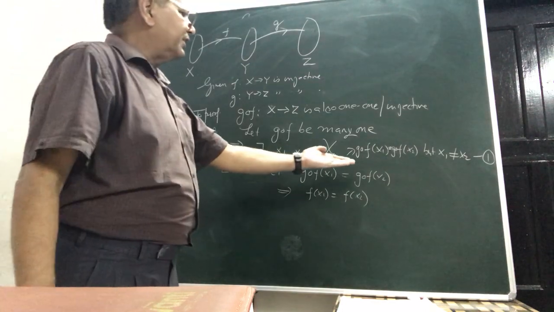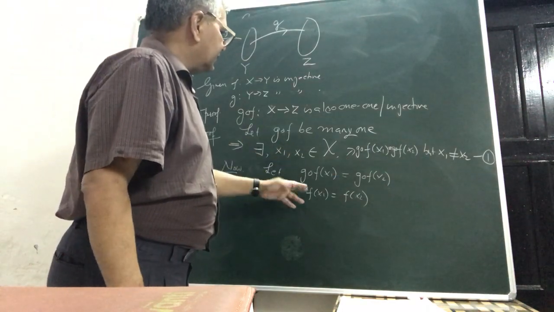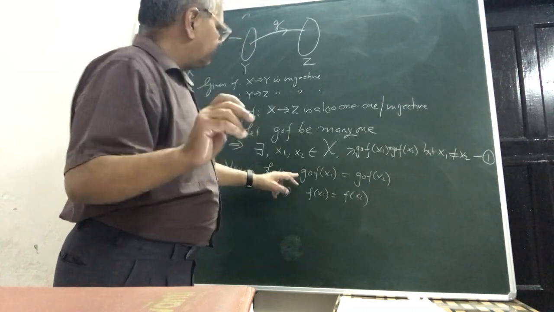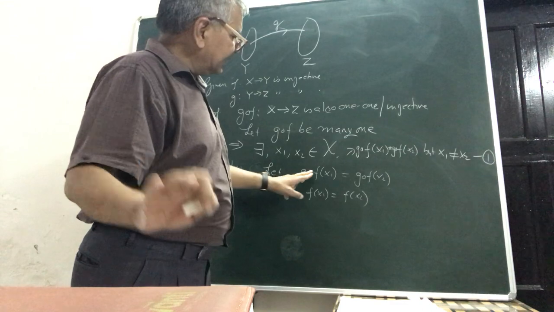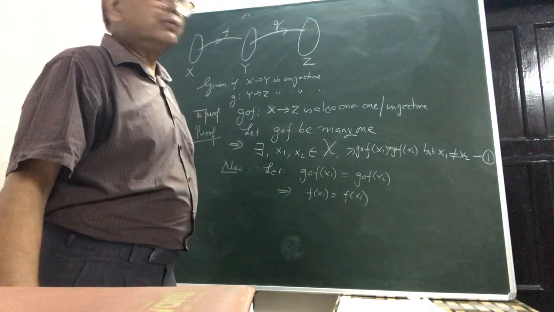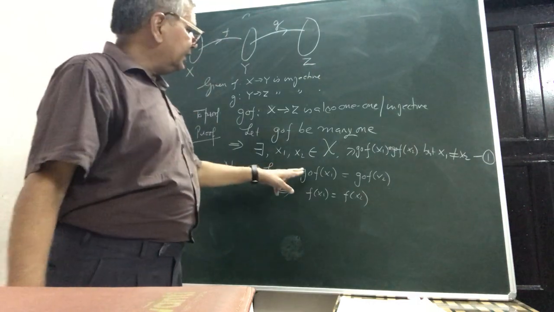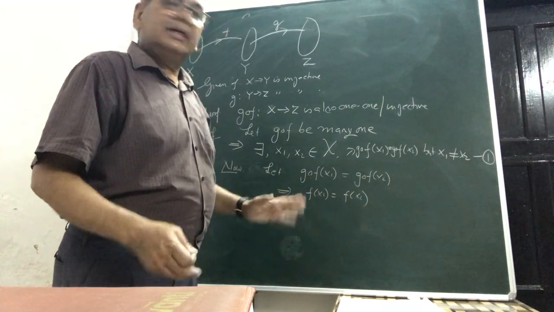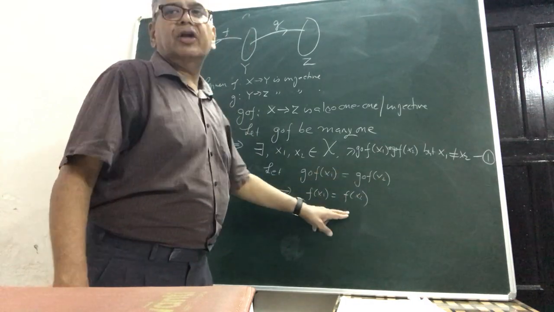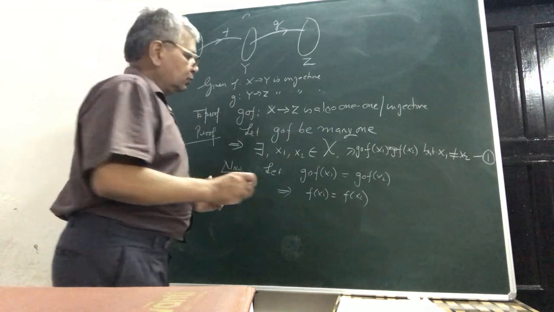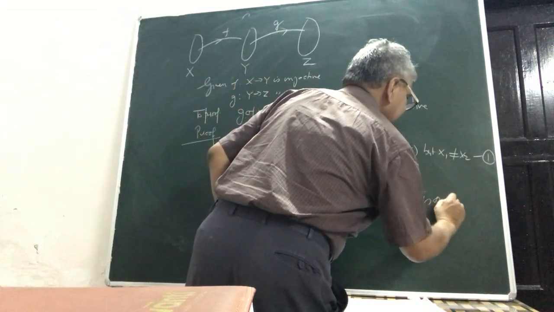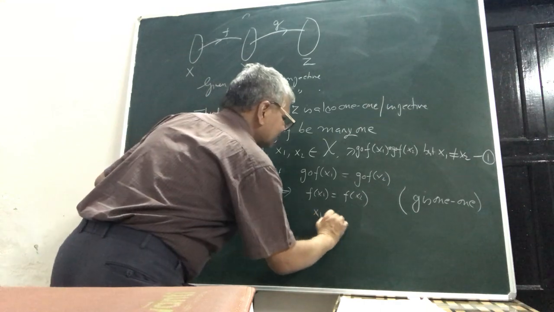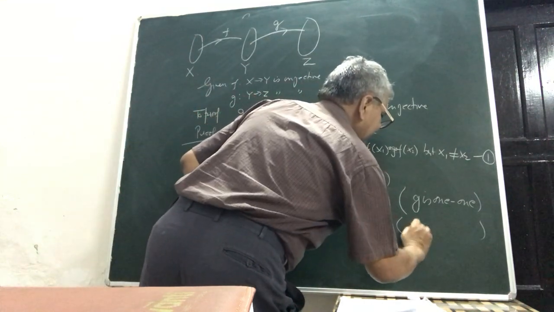Because g(f(x1)) is equal to g(f(x2)), we can safely deduce that f(x1) is equal to f(x2), for the simple reason that g is a 1-1 function. It has been given. Whenever a function is 1-1, if this thing is equal to this thing, then f(x1) ought to be equal to f(x2). Please write: g is 1-1. Now, by the same reasoning, f is also 1-1, so this implies x1 is equal to x2. Here, the reason is f is also 1-1.